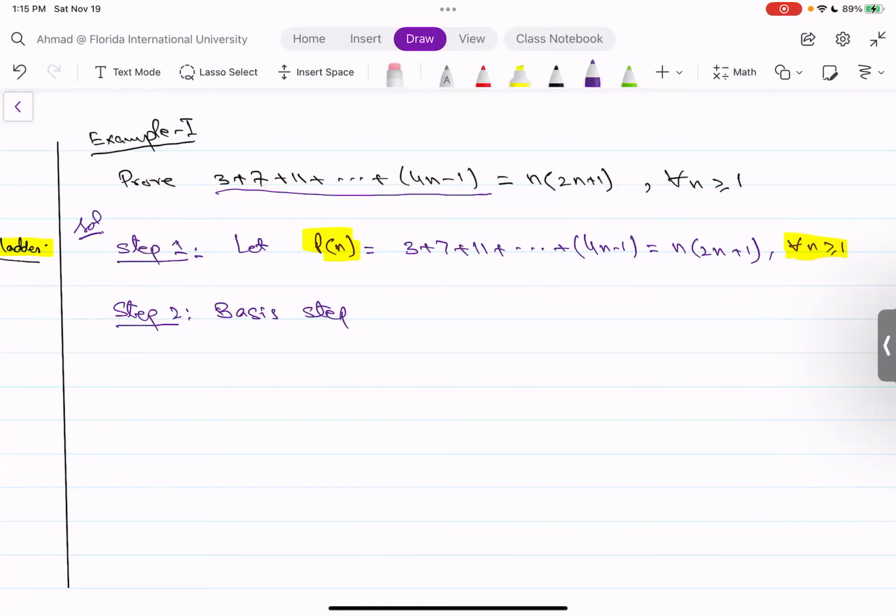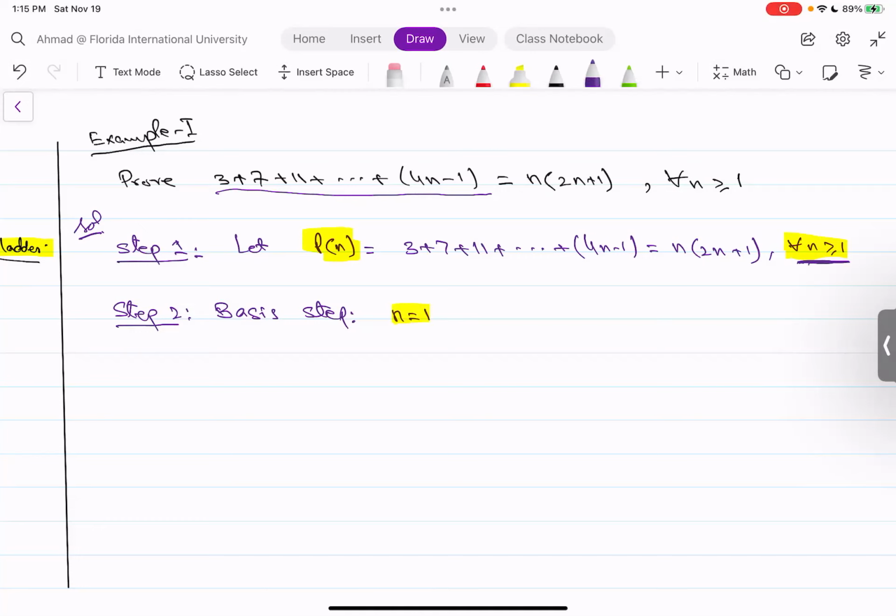So now what does this mean? The basis step is for n is equal to 1, I'm going to use it for n is equal to 1. Why? Because this has to be true for n greater than or equal to 1. And the basis step is the smallest step that I have to take. The smallest value for n here is 1. So we are going to choose n is equal to 1, right?